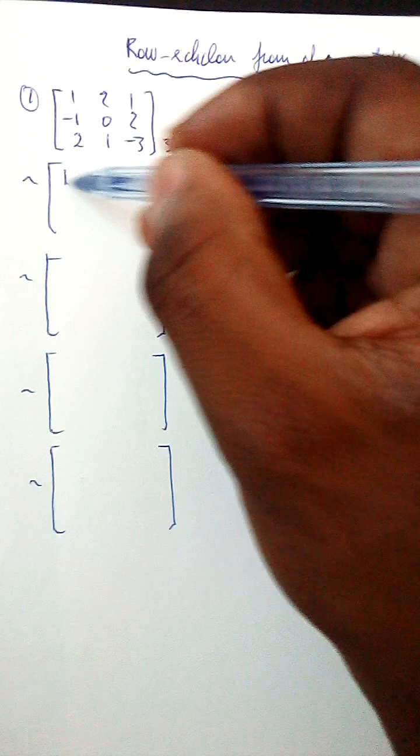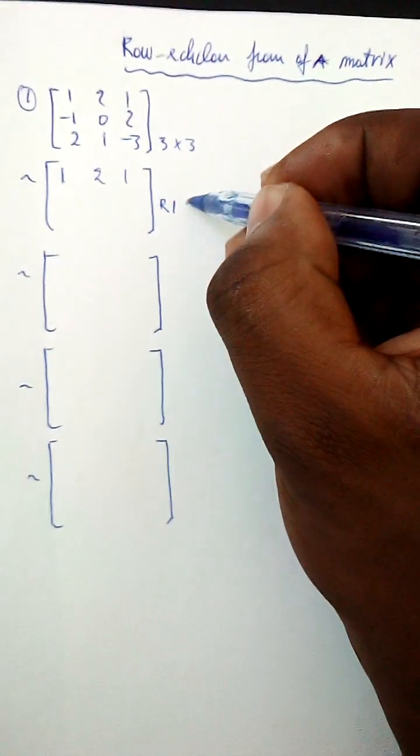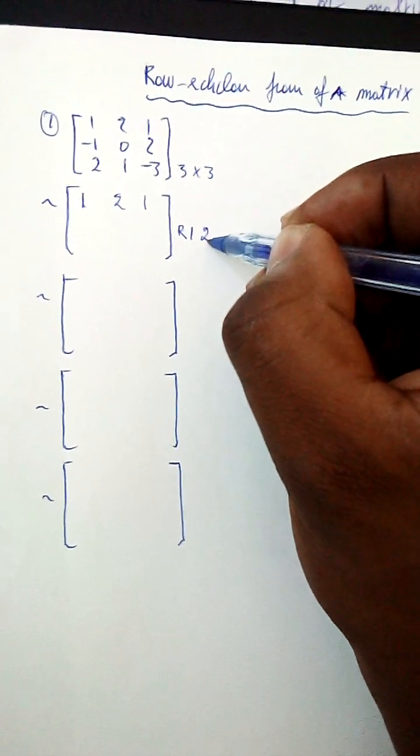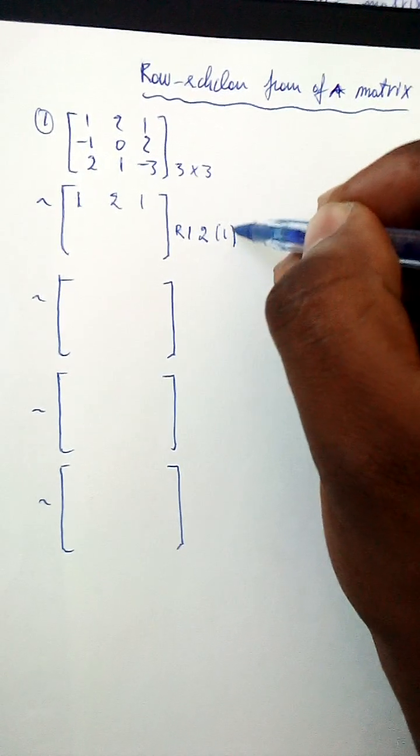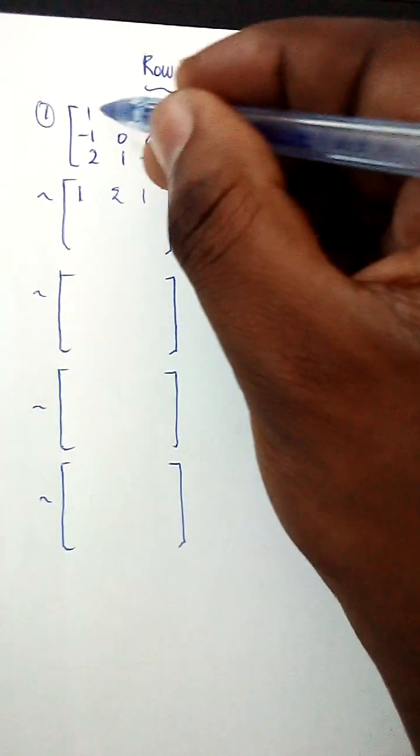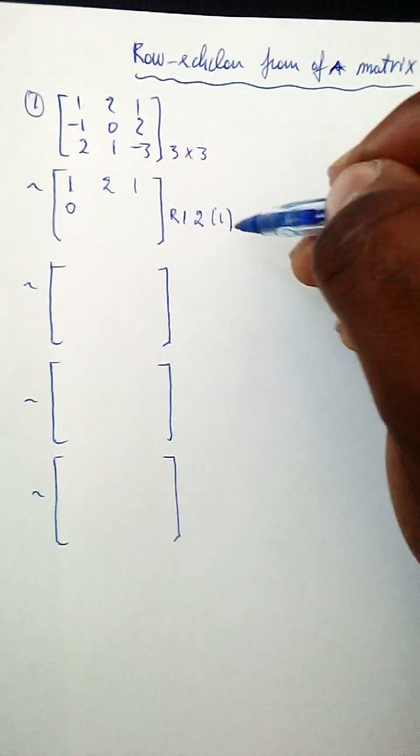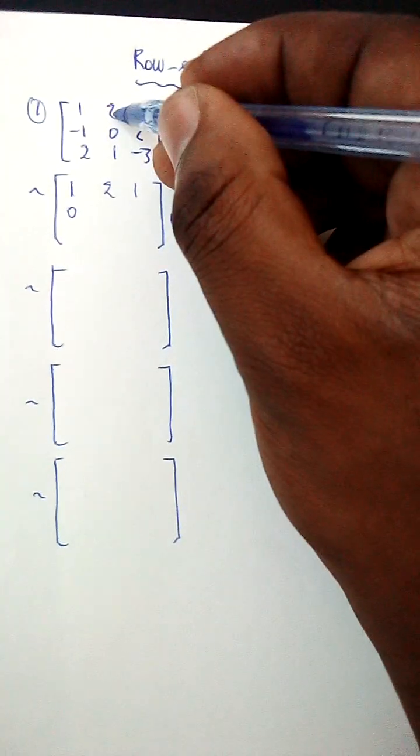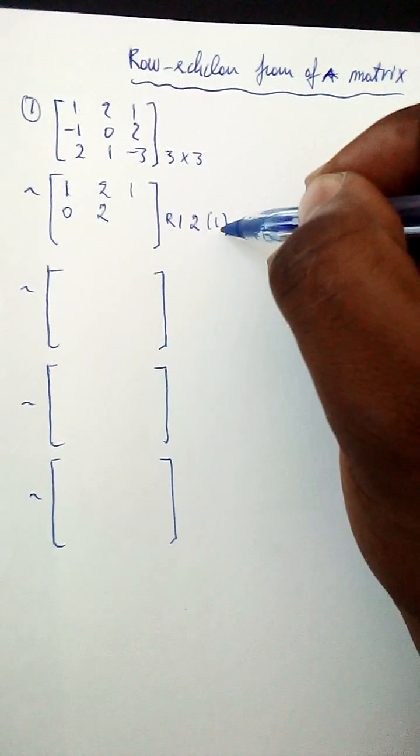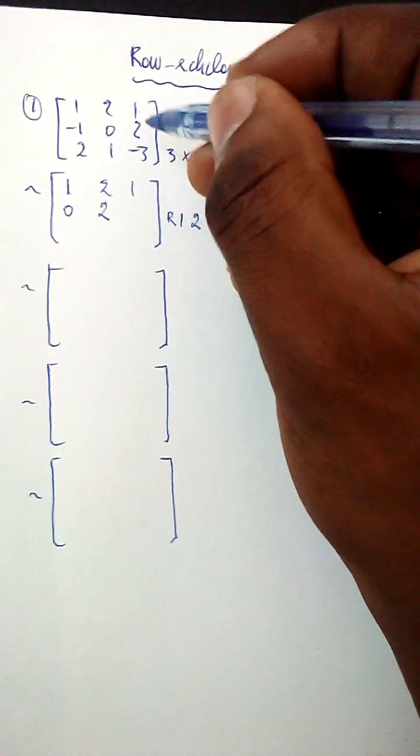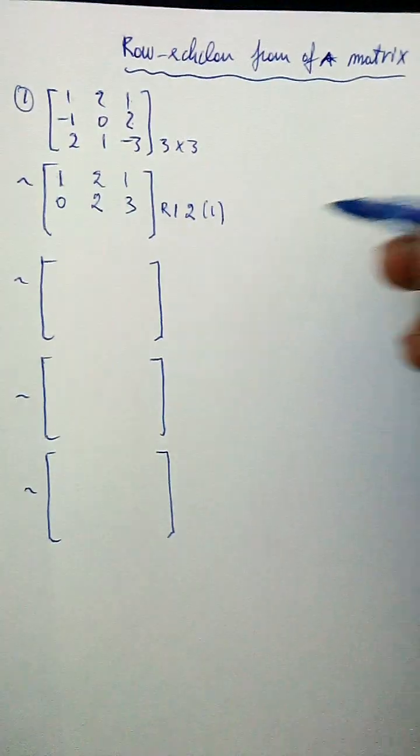R1 means the first row, and the second row. So we are going to use 1. If we use 1 here times 1 plus minus 1, you get 0 here. We use 1 times 2 plus 0, you get 2 here. 1 times 1 plus 2, you get 3 here.